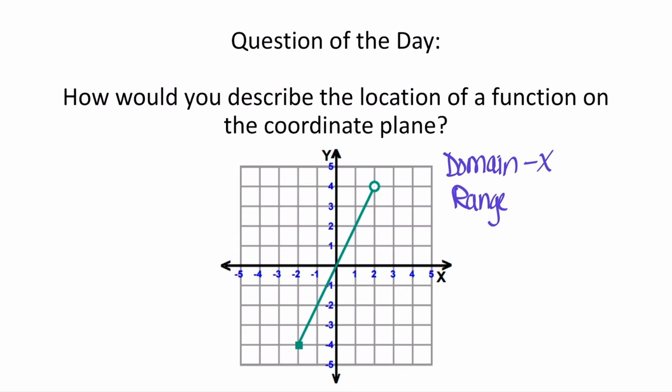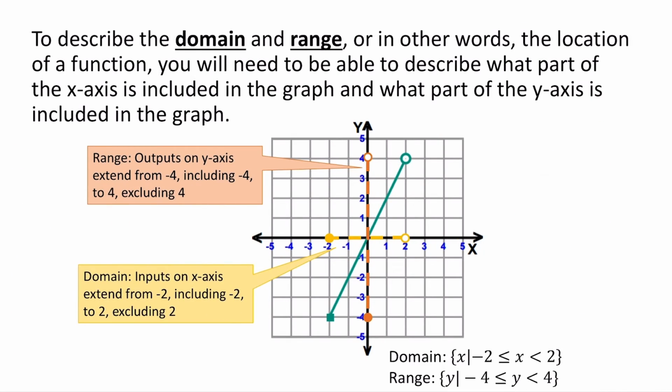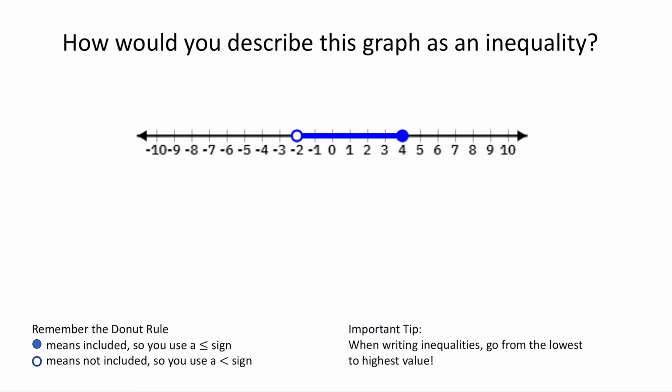Domain and range are really our way of telling you this is where your function lives on the coordinate plane. Domain is telling you all the X values. Range is telling you all of the Y values. So if we look at this function, I'm going to show you the domain and range. I highlighted the Y values that are included in this function, and then I highlighted in yellow the domain values that are included in this function. So that's how you would tell someone where this function is. You would say the domain is between -2 and 2, and the range is between -4 and 4. So basically what you're saying is what part of the x-axis is included in the graph and what part of the y-axis is included in the graph.